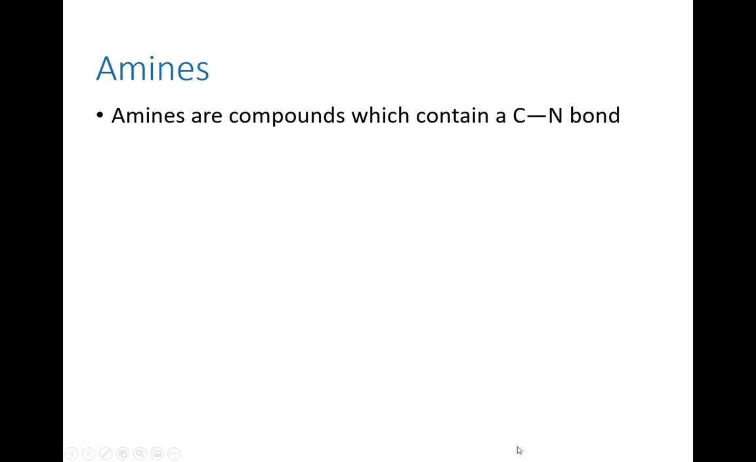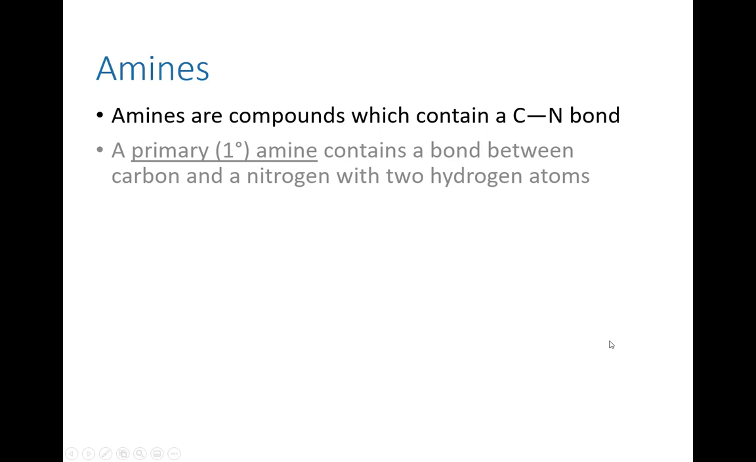Now we will get into the functional groups which contain nitrogen. This consists of the amines and the amides. So we will start with amines. Amines are compounds that contain at least one bond between carbon and nitrogen.